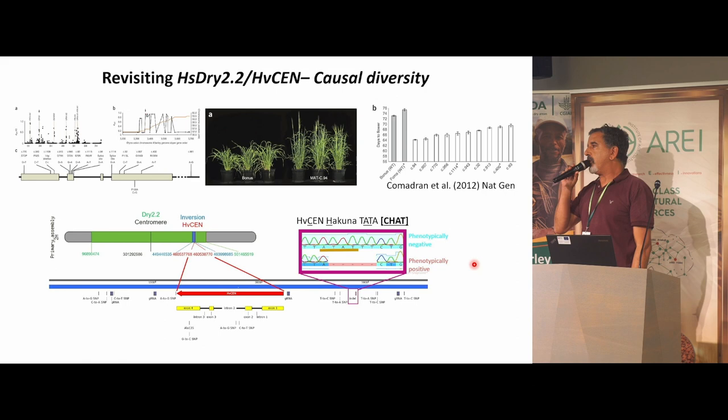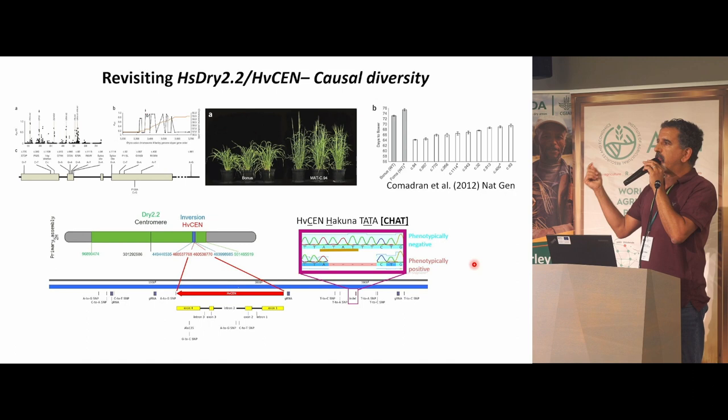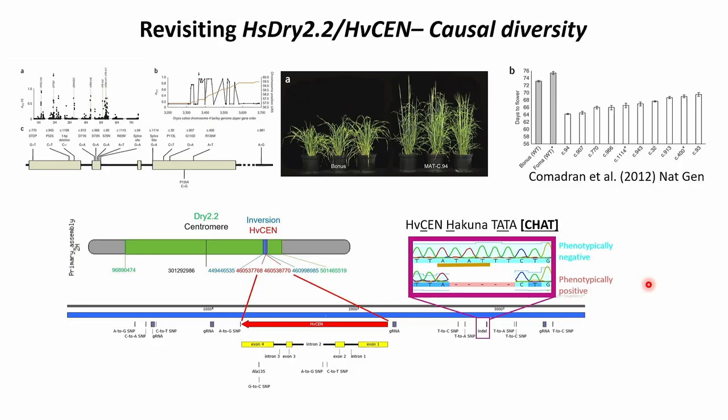Okay, so what we are doing with this one as well, we started looking more at the variation because it was known that there is a single mutation that makes a non-synonymous change in the protein, but we started thinking maybe there is something else, and we kept on sequencing more alleles. When you look at the causal versus non-causal allele of this SEN, we do find a motif like a TATA box, which is missing, so we call it HvSEN Hakuna Tata, or CHET. When you compare causal and non-causal lines, they seem to correspond to what we see for this motif.